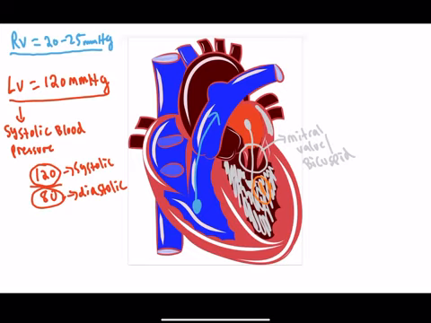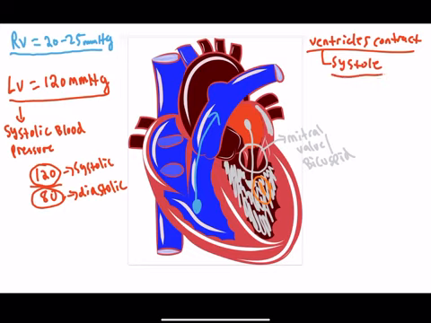Okay, so when the ventricles contract, let me write this down. When the ventricles of the heart contract, that's going to be called systole. Okay, this is called systole when the ventricles contract. Okay, when they send their blood out. Right, so if the right ventricle contracts, it's going to send its blood out through the pulmonary arteries, and when the left ventricle contracts, it's going to send its blood out through the aorta into the rest of the body. Okay, so again, when the left ventricles contract, they're in systole.